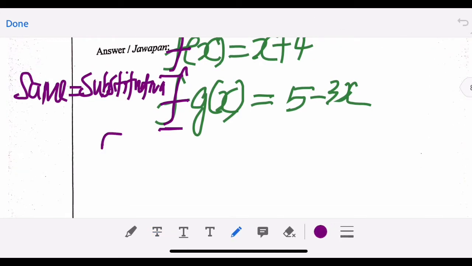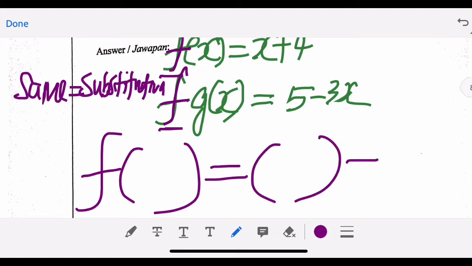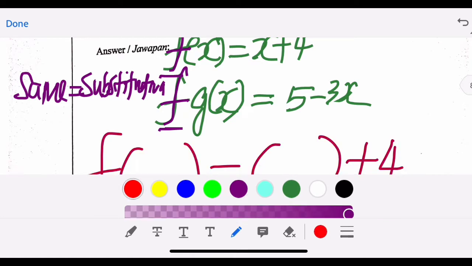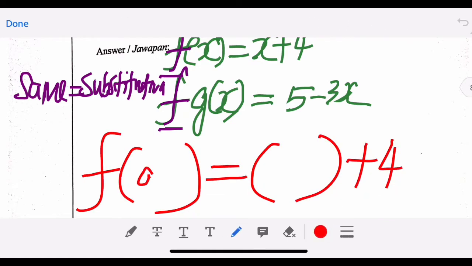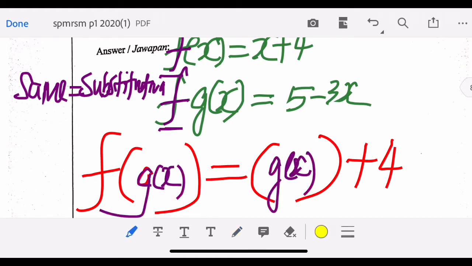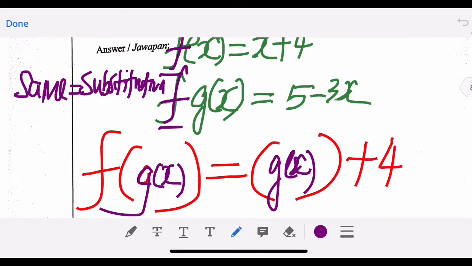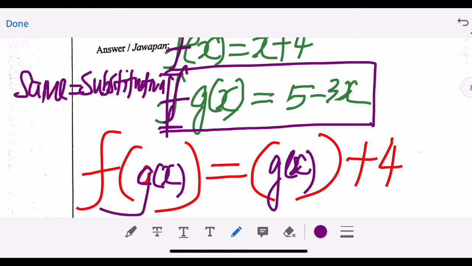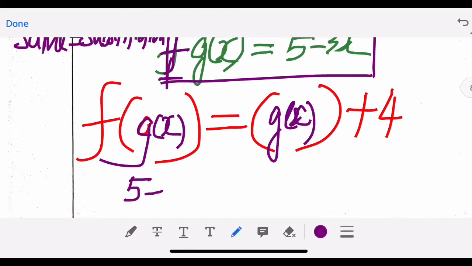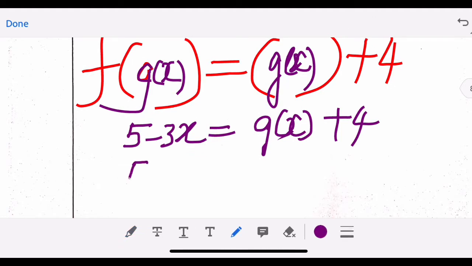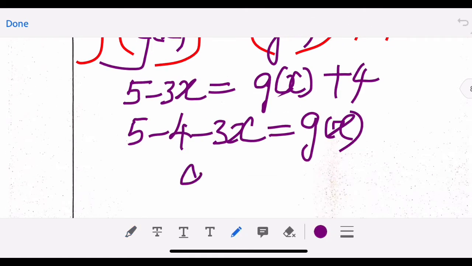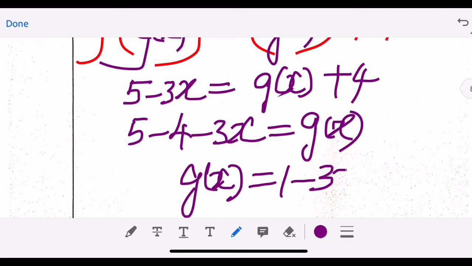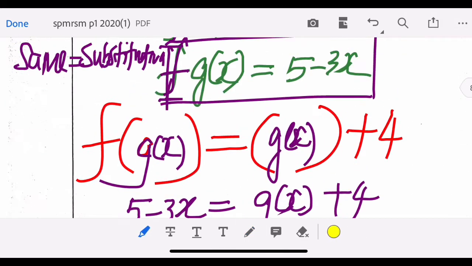So we always start with the easy one, with the f, something equal to something plus 4, right? And we need to sub the object, which is the g(x), right? So the g(x) is the object, so we will substitute the g(x) first, and then we actually was given fg(x), which is 5 minus 3x is equal to g(x) plus 4. So hence you should know how to get the g(x) then. So the g(x) should be 1 minus 3x, right? But the question didn't ask for g(x).